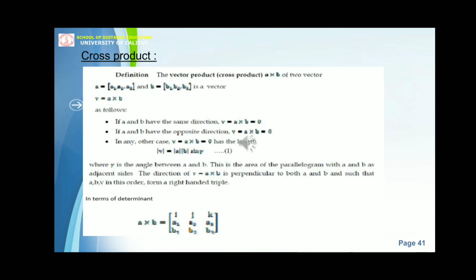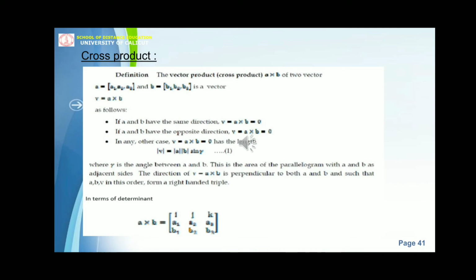And an important thing to notice is that when you cross two vectors A cross B, we always get another vector V, unlike in the case of dot product, where when you dot two vectors A and B, you always get a scalar. And few other properties of a cross product is that if A and B are in the same direction, then the cross product V is equal to 0. And if A and B are in the opposite direction, then also the cross product V is equal to 0.